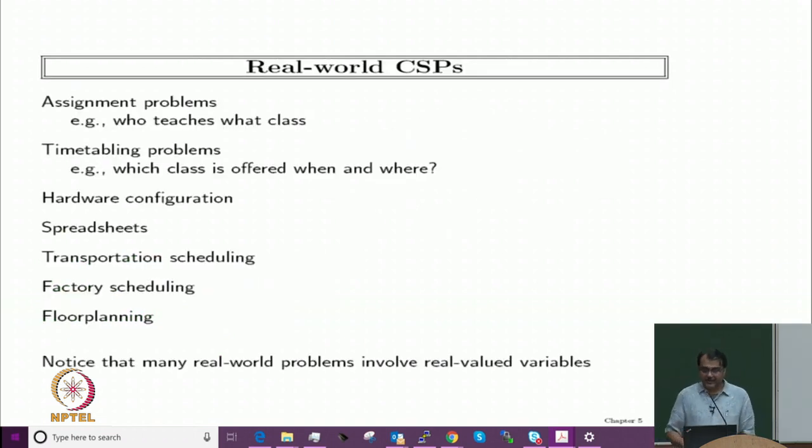So, let me end the introduction here to say that who teaches what class, which class is offered when, where is a class offered, how do I put all the transistors into my configuration so that it can fit in the space, given I have a factory, which employee comes at what time, such that all machines are running at all time, etc., etc., etc. These are all some version of constraint satisfaction problems.